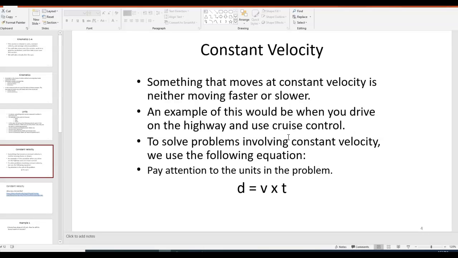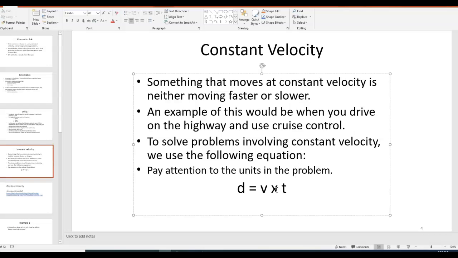Now, because constant velocity is the easiest type of motion, there's only one equation having to do with constant velocity. There's only one equation that you need to know to solve problems with constant velocity. As we'll see when we talk about acceleration, the more complicated motion there is, the more equations you need to be able to solve problems. The constant velocity equation is very, very easy though.